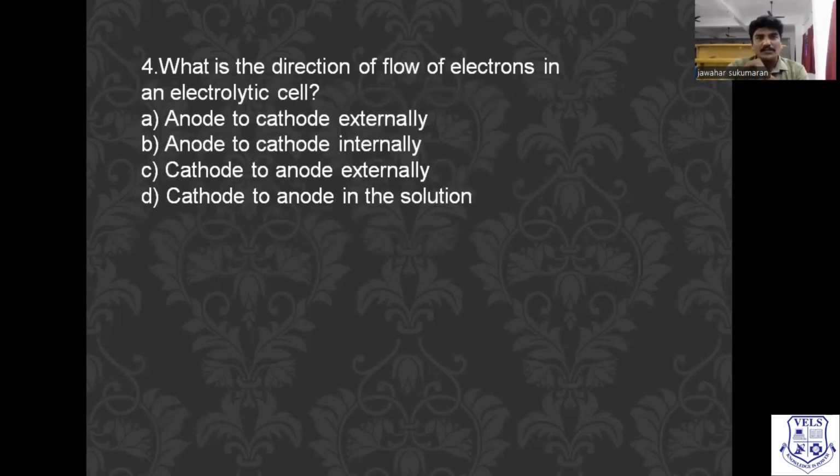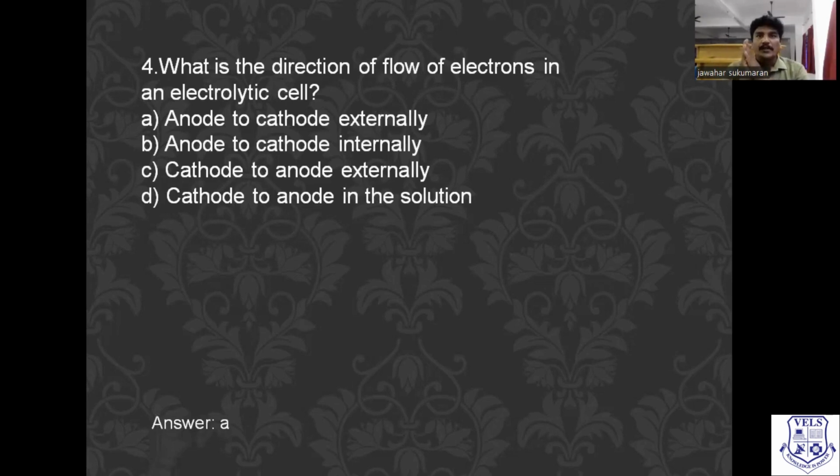Next one, what is the direction of flow of electrons in an electrolytic cell? A. Anode to cathode externally. B. Anode to cathode internally. C. Cathode to anode externally. D. Cathode to anode in the solution. A. Anode to cathode externally is the correct answer.